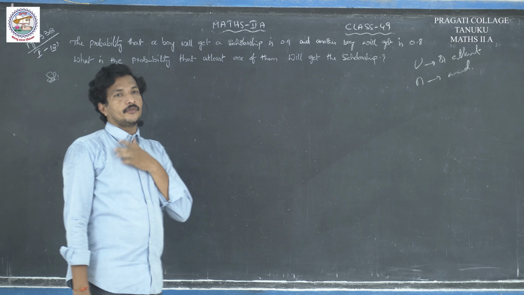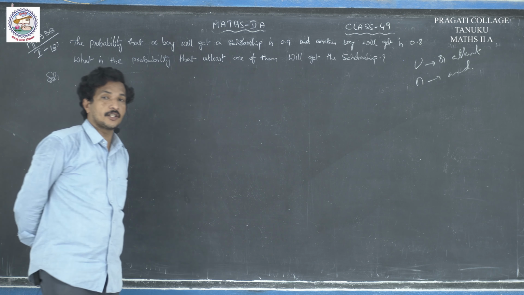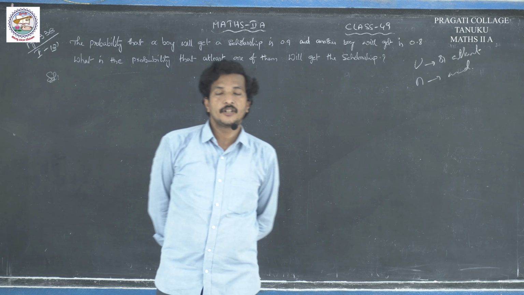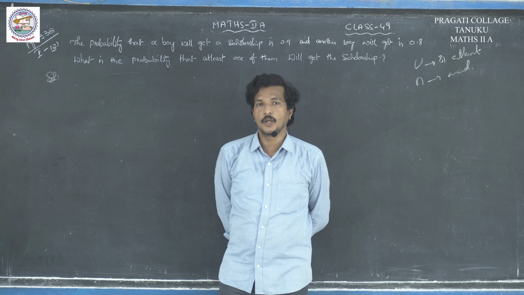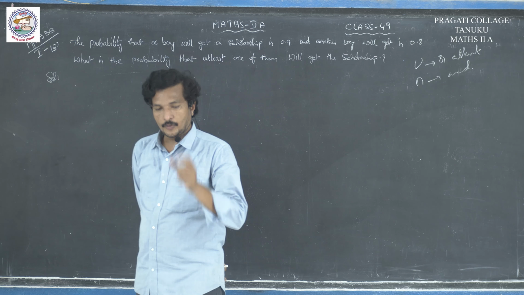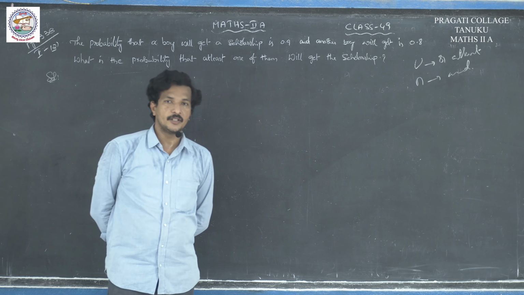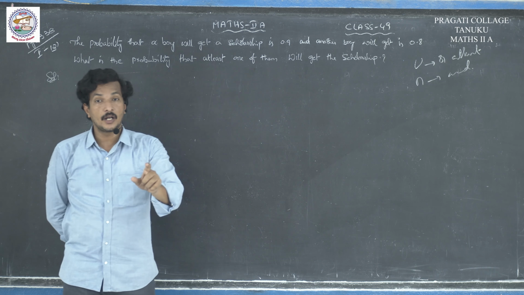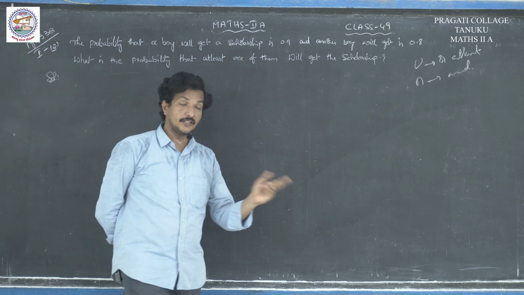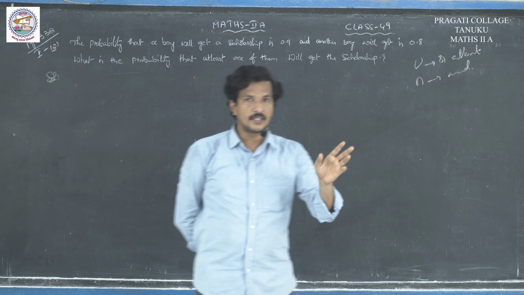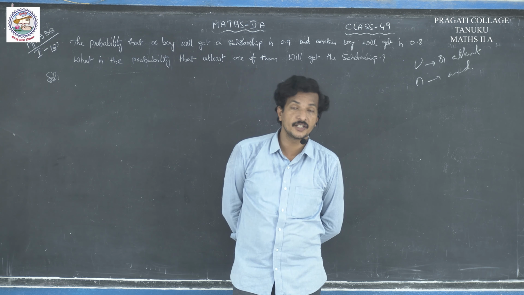By the addition theorem, P of E1 union E2 is equal to P of E1 plus P of E2 minus P of E1 intersection E2. The complementary event is denoted by P of E bar. P of E plus P of E bar is equal to 1. Conditional probability is denoted by P of A by B or P of B by A. P of B by A means the probability of B after event A has happened. So the first event A happens, and then the probability of B is denoted by P of B by A. P of B by A is equal to P of B intersection A by P of A.